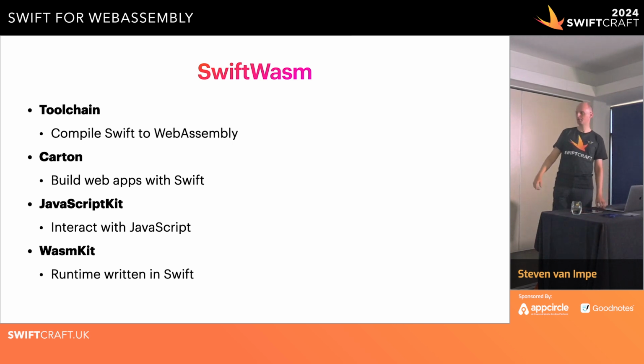Of course, if you're going to be building web apps, you also need to interact with JavaScript. There's no way around it. You need JavaScript to access the document object model, local storage, or any other web API that you want to call from Swift. That's where JavaScriptKit comes in. It provides interoperability between Swift and JavaScript. And then finally, I also want to mention WasmKit. That's the runtime written in Swift that I mentioned earlier when talking about macros.